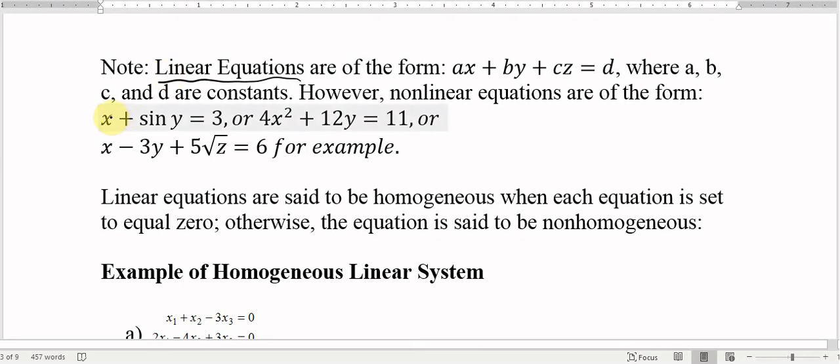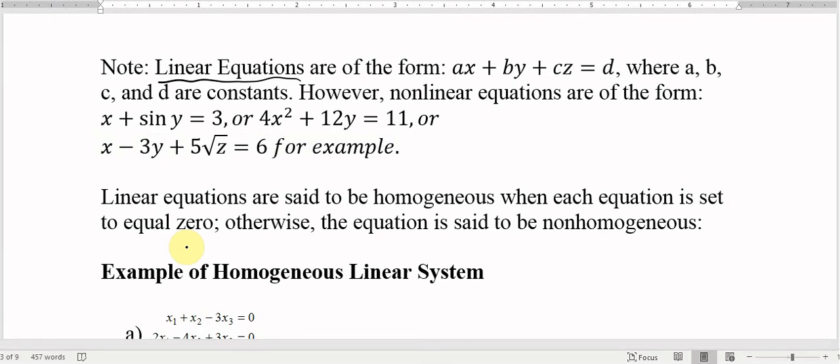So just for your basic understanding of linear equations, a very simple understanding, I would say, is that we talk about functions, forms, or equations where the variable has only the first power, x to the first power. Sine y has no power, right? X squared is the second power. Z to the 1/2 power, that's not the first power. Linear equations are said to be homogeneous. We'll get into that later, but I thought maybe to just introduce that.